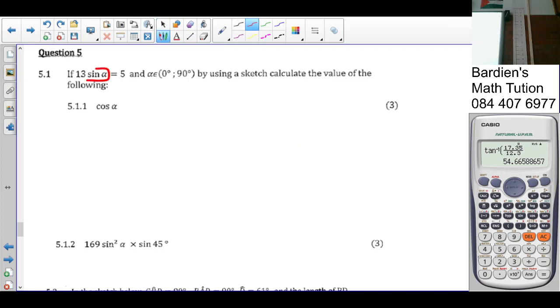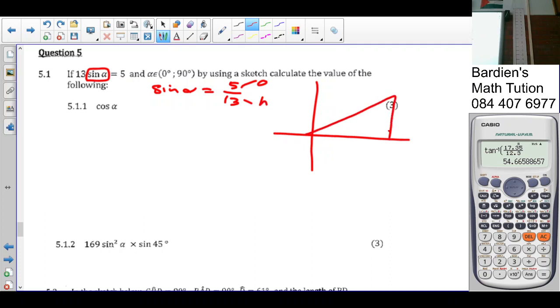So firstly we need to get sine of alpha on its own. How do we get sine of alpha on its own? Divide by 13. What does sine stand for? Opposite over hypotenuse. So in your first quadrant, the opposite to this angle in standard position is going to be 5, hypotenuse is 13. How do I calculate that length? Pythagoras. So it's going to be 13 squared equals 5 squared plus your adjacent side squared, which is 169 minus 25, the square root thereof is going to give you 12.